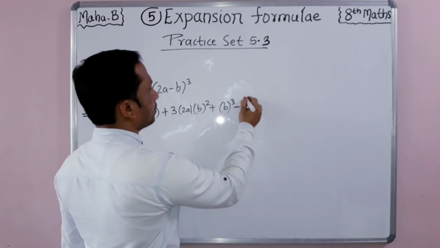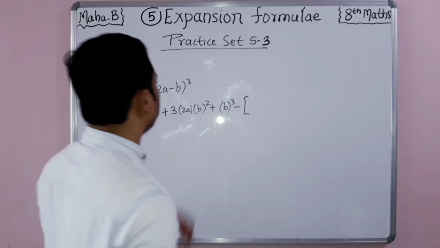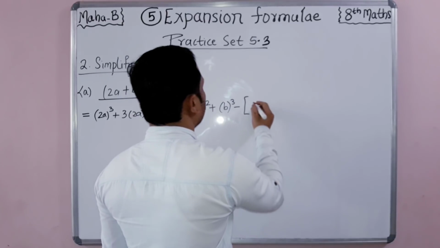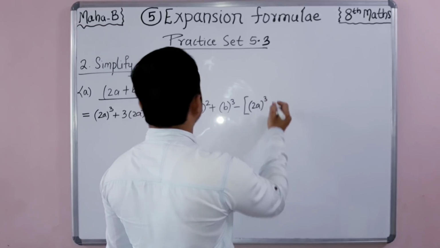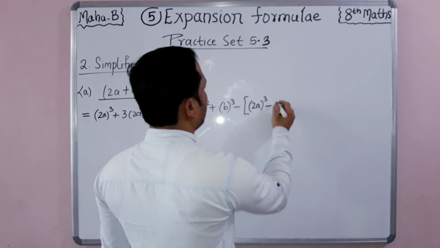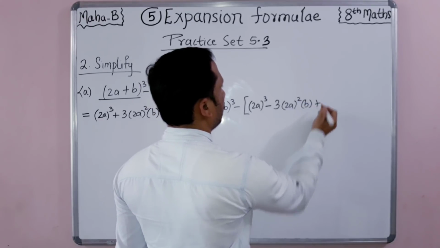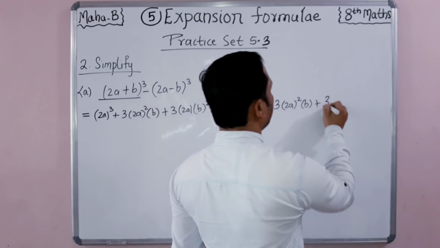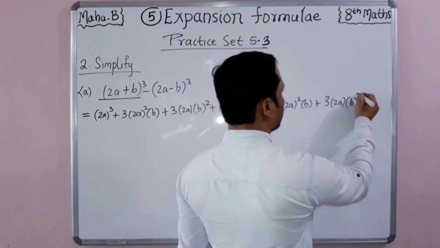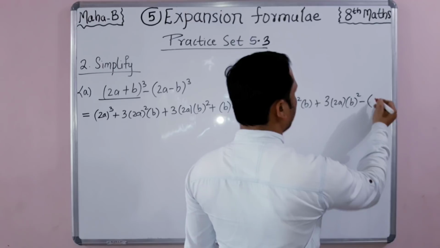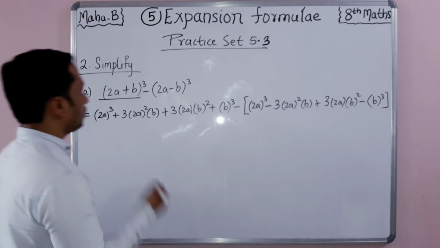Then the minus sign is there, put the square bracket for the remaining problem and then solve it. So (2a) cube is there, minus 3 times (2a) square into b, plus 3 into 2a into b square, and minus b cube is there. First solve like this, then write this.